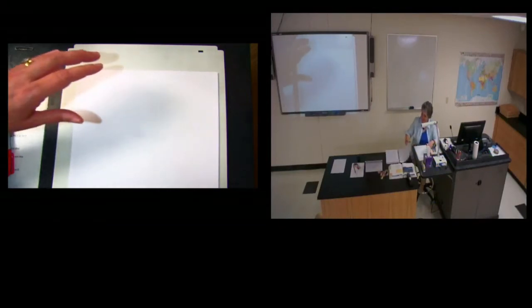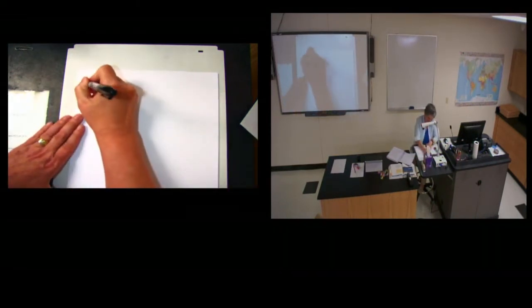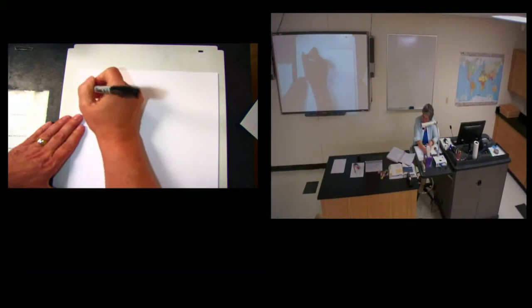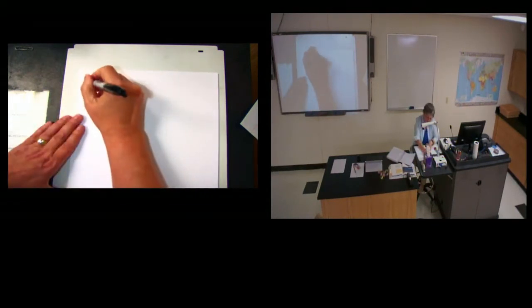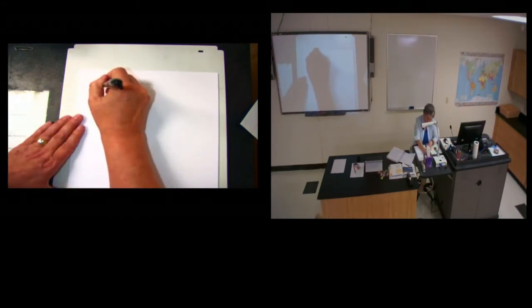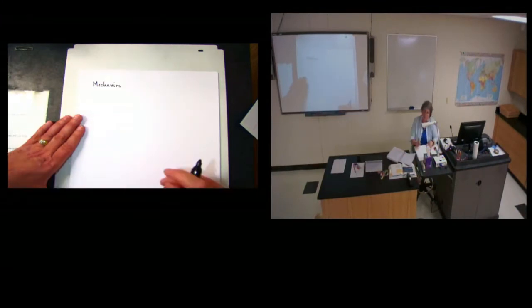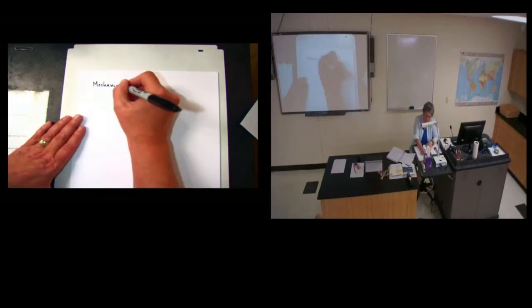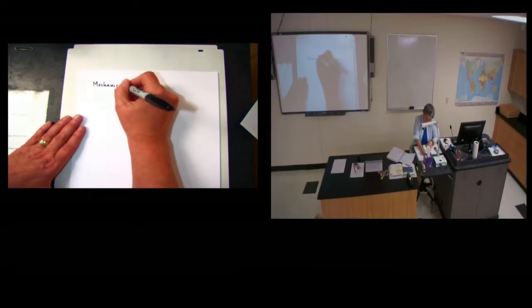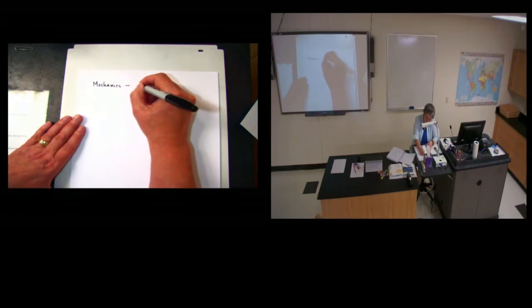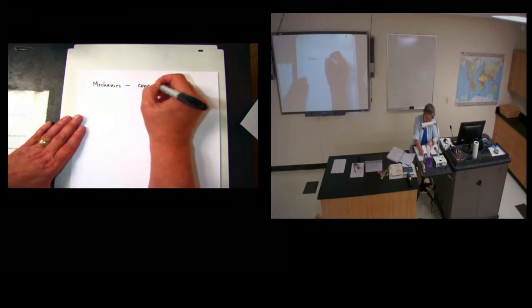And if we start with just mechanics, we're concerned with the state of rest or motion of an object or body. Okay? So we're dealing with an object or body.